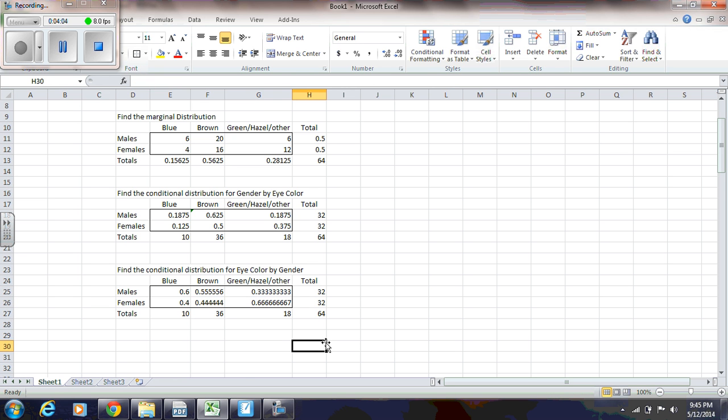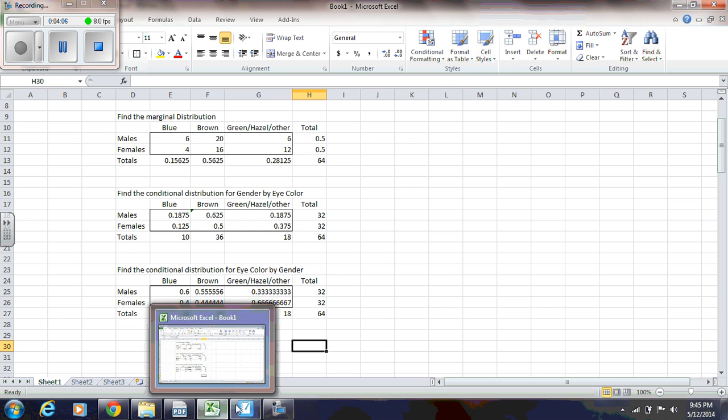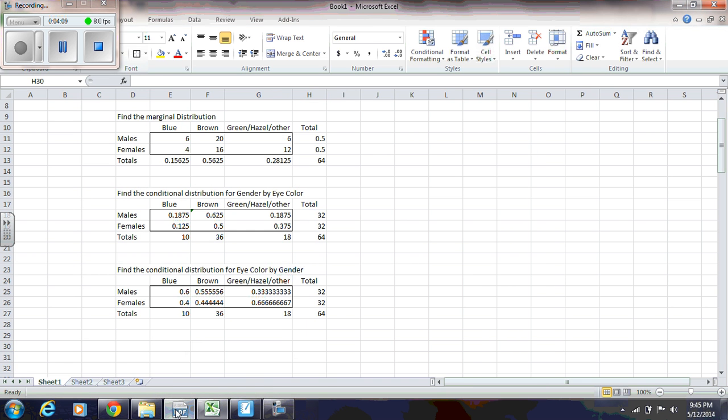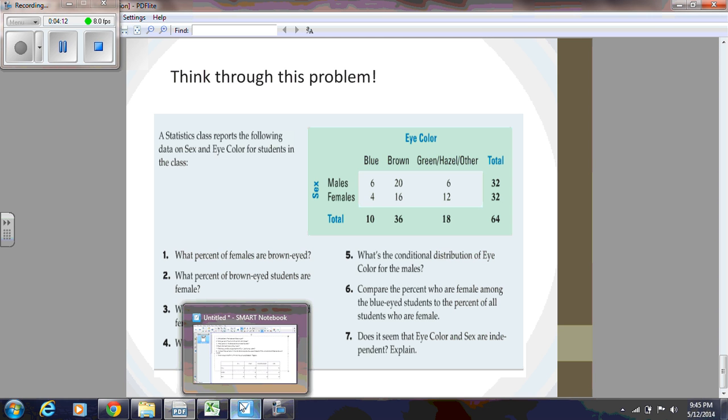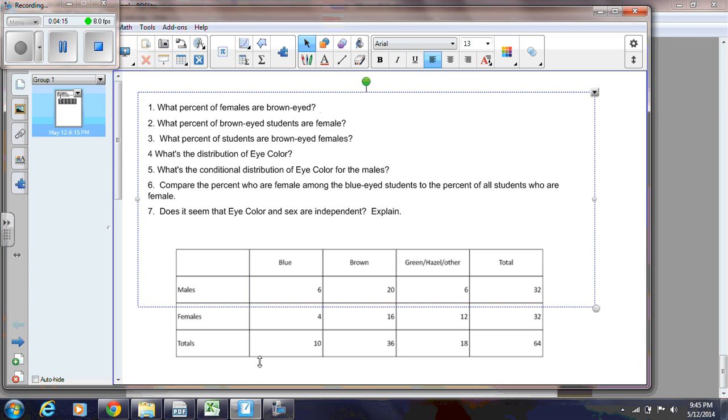Okay, let's go back and look at the problem that was given on the notes. I'm going to look at it over here on this other screen. So if we wanted to answer these questions, let's look at what percentage of females are brown-eyed. So we're looking specifically at the females, so we're conditioning upon females and finding the number that are brown-eyed. So the number of brown-eyed females is 16 out of the total number of females. So we're going to have 16 divided by 32, which equals 0.5 or 50%.